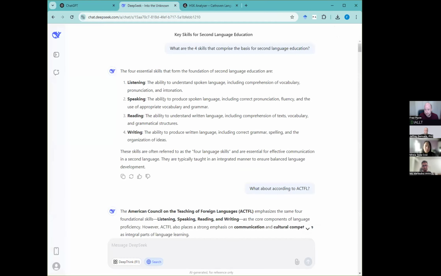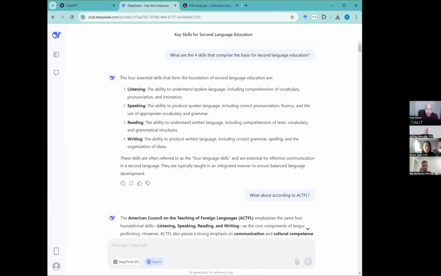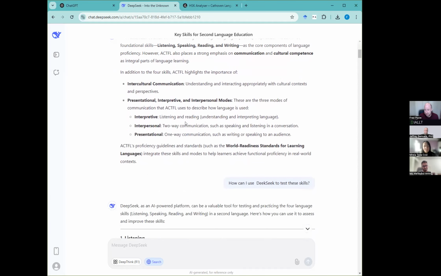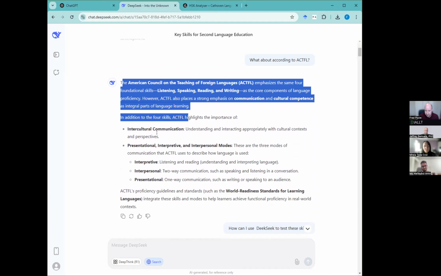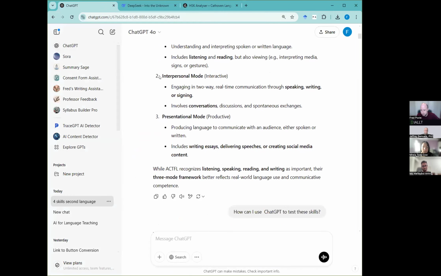We come over into DeepSeek. The funny thing about it is there's been some conversations about whether or not DeepSeek was borrowing or using ChatGPT's large language model to train their own. And you can see a lot of similarities between the responses from these two large language models. So not a lot of surprises here up to this point. Both of them did a really good job of contextualizing what these skills are and what they look like in terms of interpersonal modes.